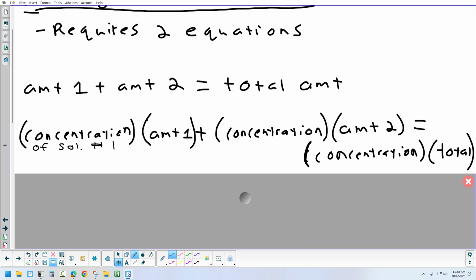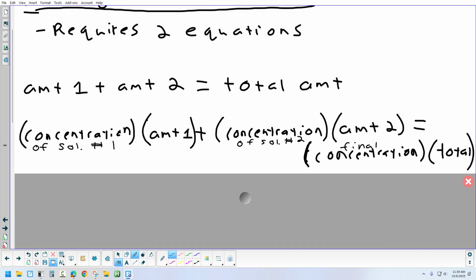And then we need the concentration of solution 2. In my case, I said 0.9, 90%. And then I need the final concentration, which I said was 0.83, 83%. And the total amount of solution when I mixed it, I said it was 100 gallons. So they're going to tell you everything you need, and you just have to fill in those 2 equations.